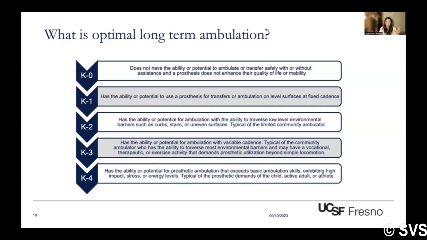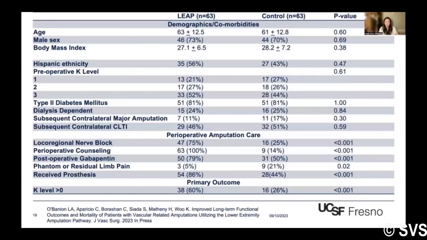And so what we described as mobility was anything over a K of 0, which means you're putting on your prosthetic and you're able to transfer or ambulate at a level surface at a fixed cadence. So what you can see here is we then looked at the outcomes, and patients who got an ERAS pathway were more likely to receive multimodal care from both an anesthetic and a social work, physical therapy, counseling perspective. And they were almost 4 times as likely to walk with a K level greater than 0 than historical controls.